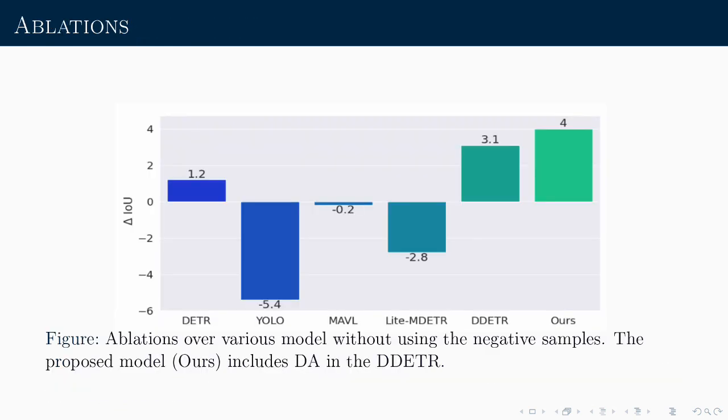In this ablation, we are going to see the importance of domain adaptation. We are reporting the relative IOU with respect to Faster RCNN for all the methods. We are reporting this without any negative sample included in the methods, and adding the domain adaptation in the Deformable DETR, which represents our model on the top right bar, we have seen a significant jump.